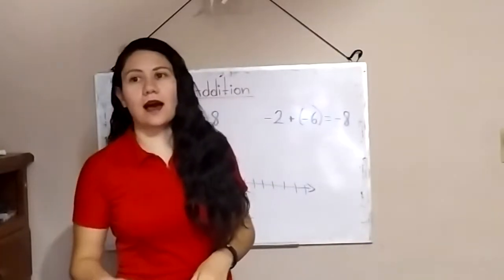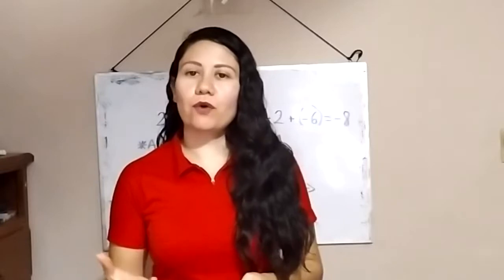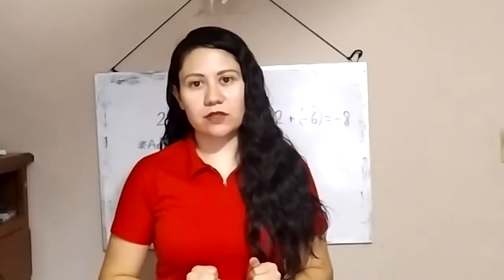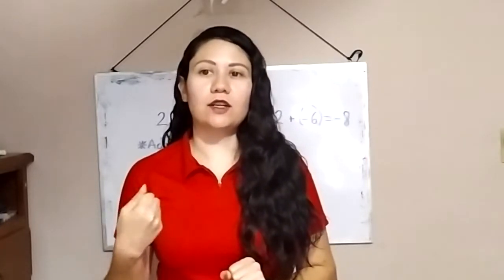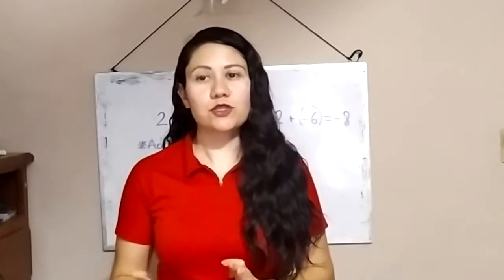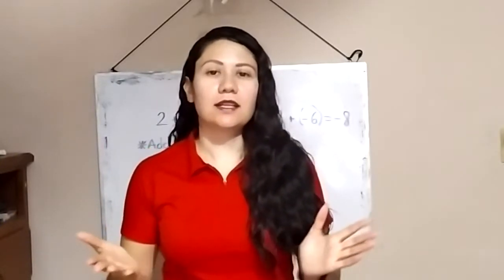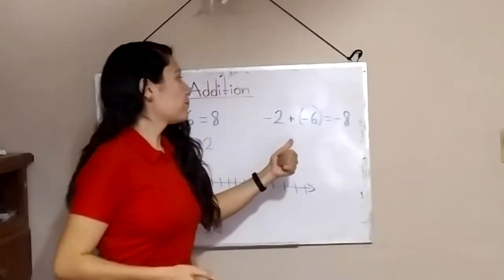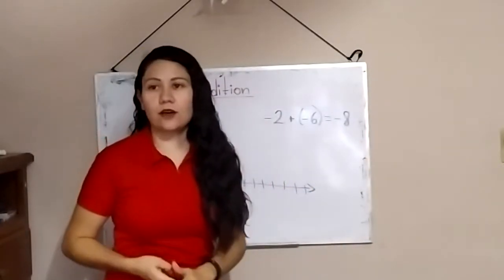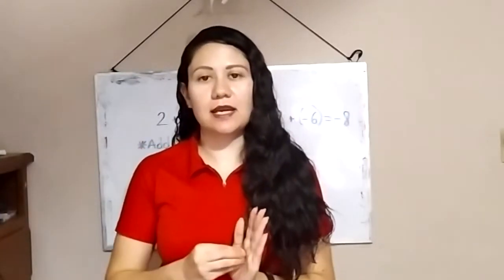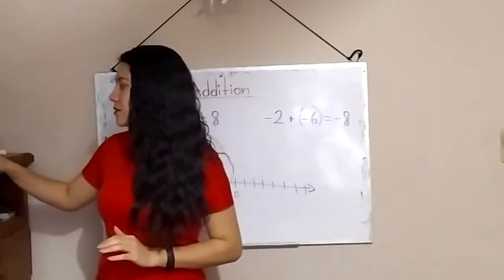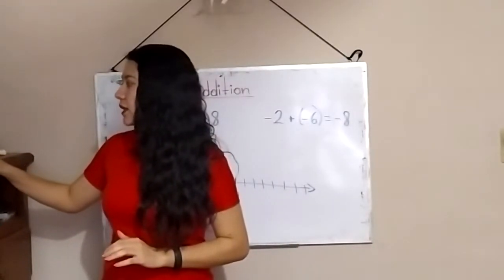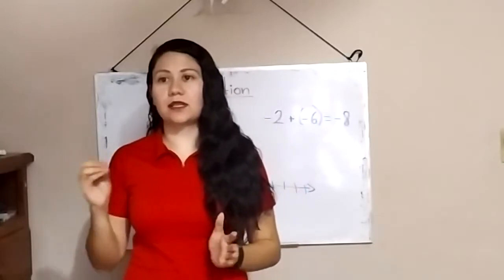How? Imagine that you owe someone $2 and then you ask them again for another $6. How much do you owe them? Now you owe them 8. That is the same thing with the addition of numbers with the same sign. And then we have our steps to solve, to add integers with like signs.